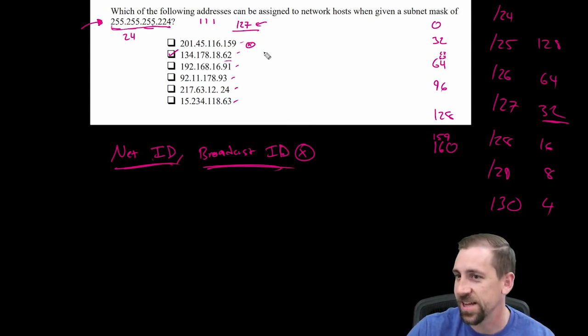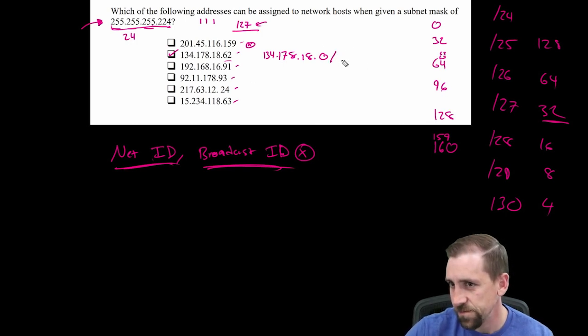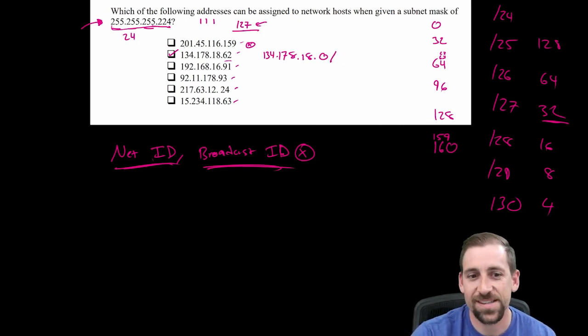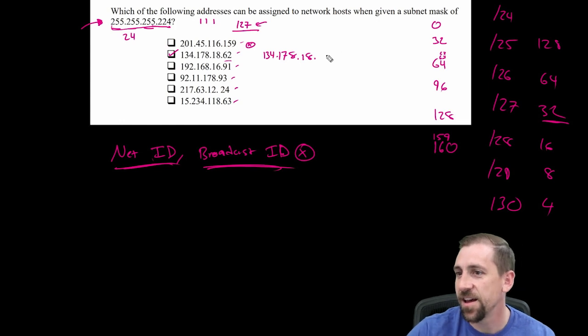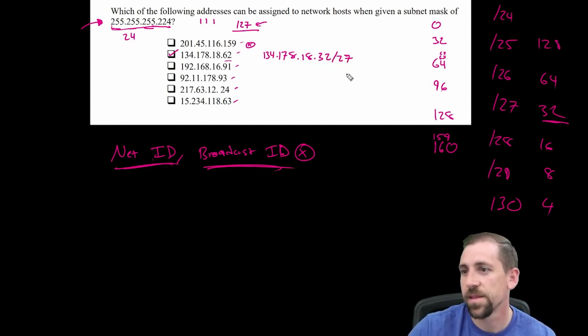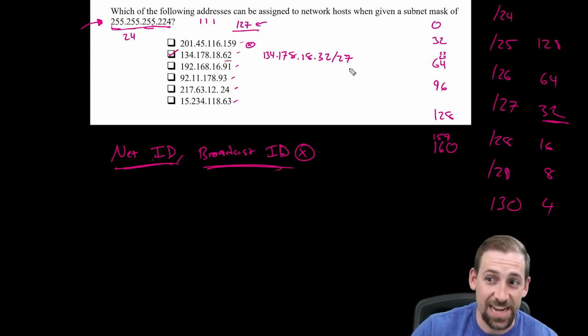If I were to describe this network like this, what it's actually asking me is, if I describe the network like this, 134.178.18.0/ actually not 0, is it? .32/27, is 62 valid in this space? And the answer is yes.